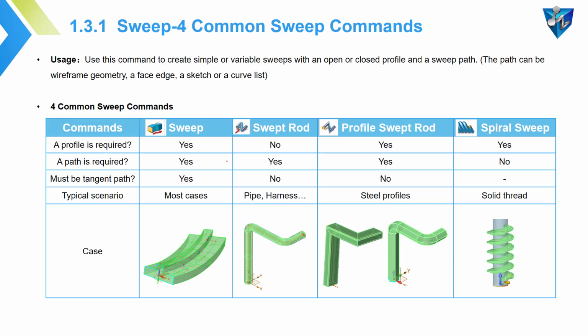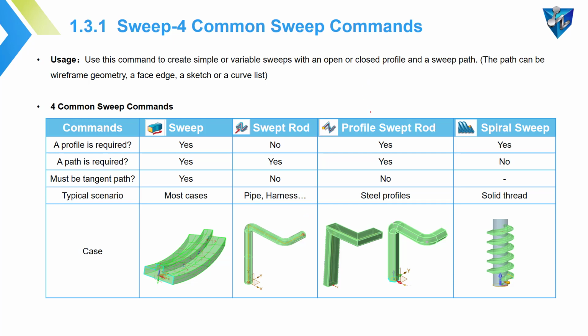Okay. And for the second one, the sweep rod, we do not need to define its profile because its profile is a circle. Yes, and of course you need to define its path, and the path can be tangent or can be intangent. Okay, and the typical scenario is some pipe or harness, like the below image.